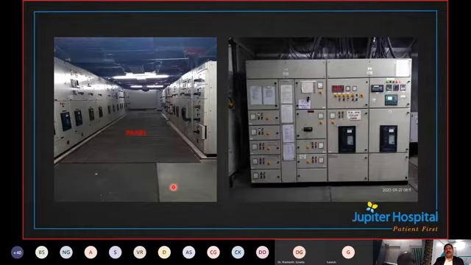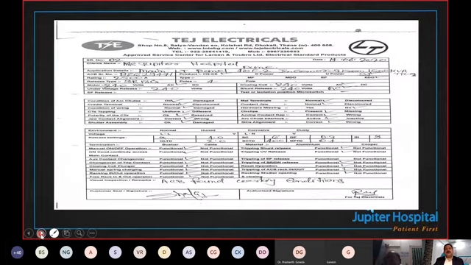Now moving ahead. These are also things we need to check. These are transformers which are there, and for the panels, we are doing checking from a third party. So now the next very important item.